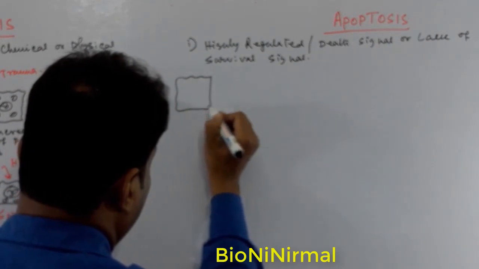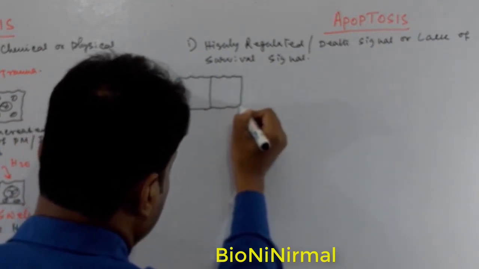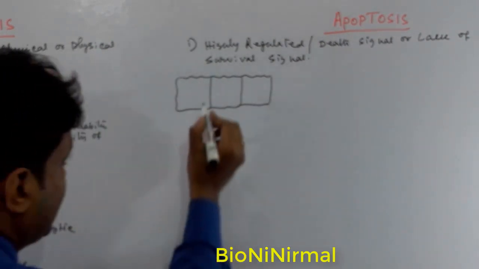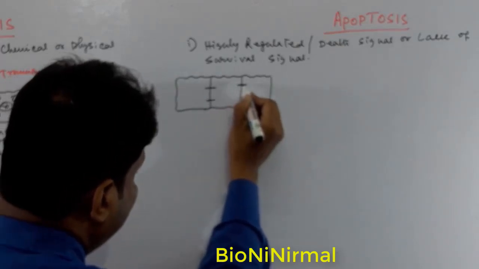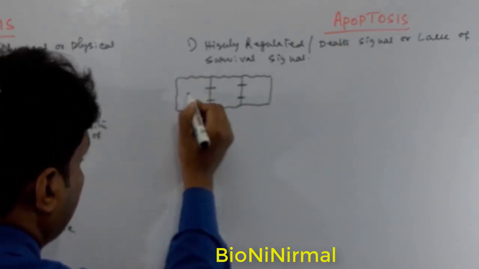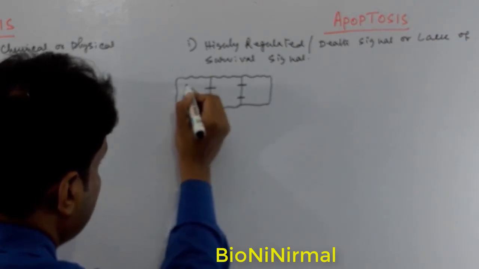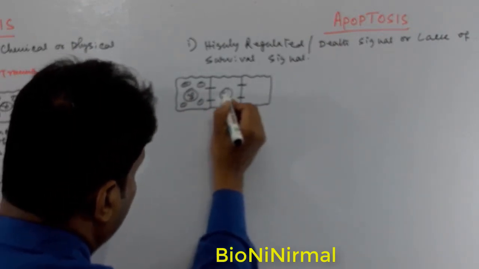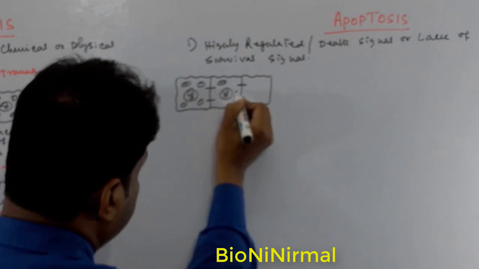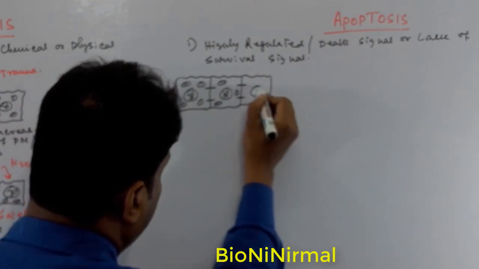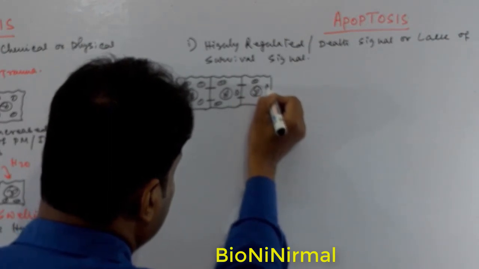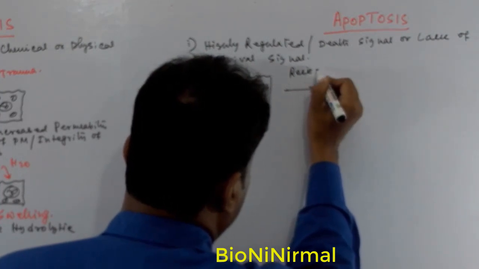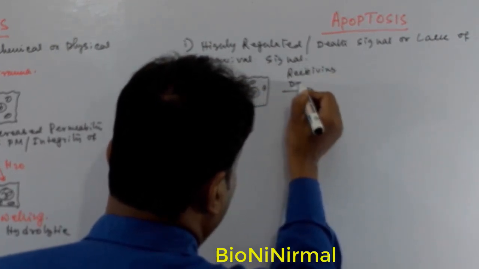I shall tell you about the stepwise process of apoptosis, how apoptosis usually occurs and how the death of the cell occurs. These are the intercellular junctions, this is the microvilli, this is the nucleus, and there are the organelles: mitochondria, Golgi body, ribosomes, lysosomes. These are the organelles, and the cell receives a death signal.